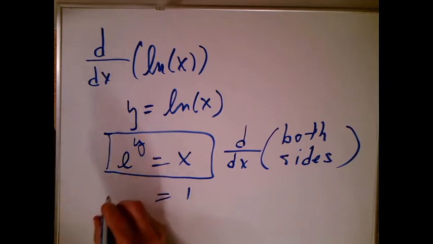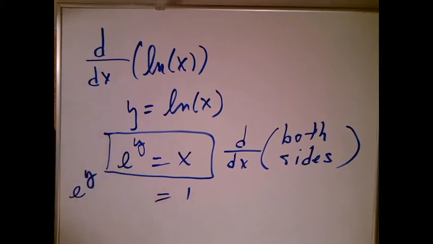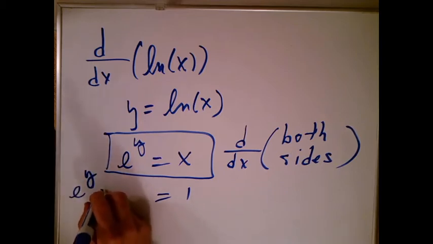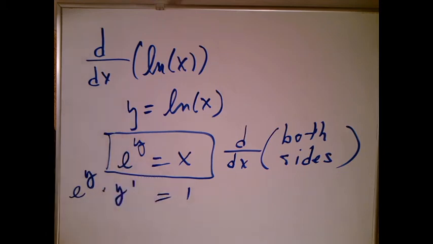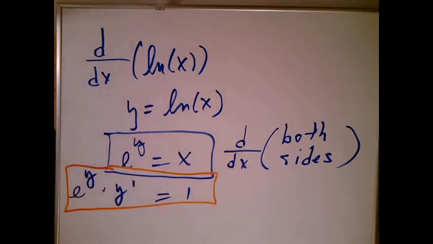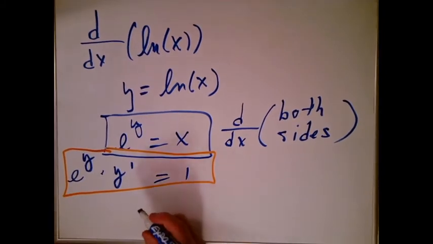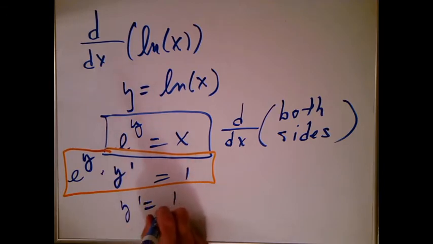The derivative of e to the blob is e to the blob, like that, times the derivative of the blob. Well, I don't know what the derivative of the blob is. I can certainly write down the derivative of the blob. And you see what we have right here. We now have an equation that has y prime in it, and we can just solve for y prime. So what we're going to get is that y prime is equal to 1 over e to the y, like that. That is a correct answer.